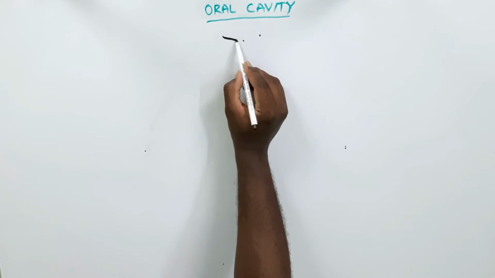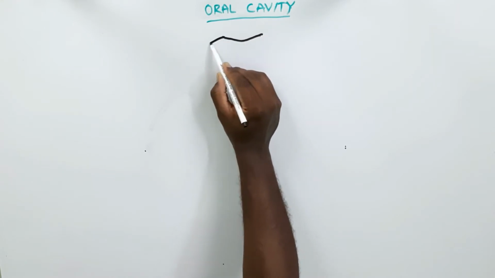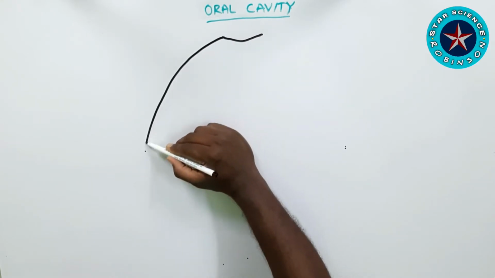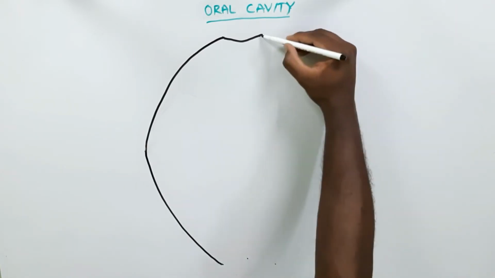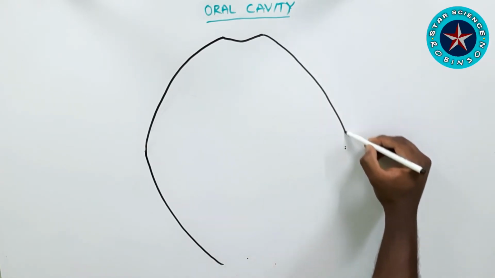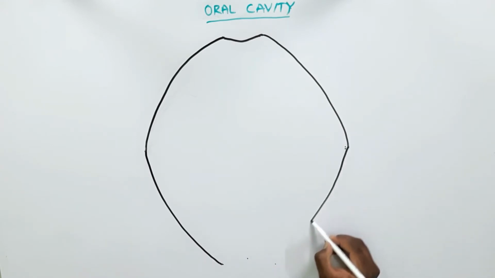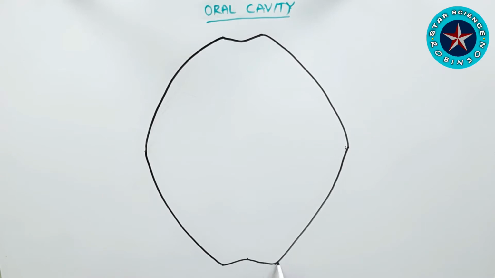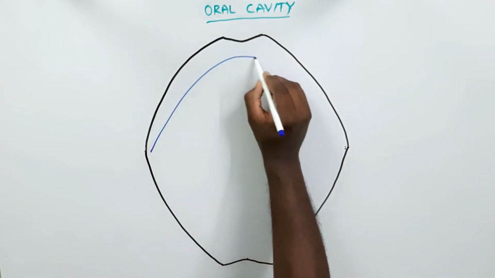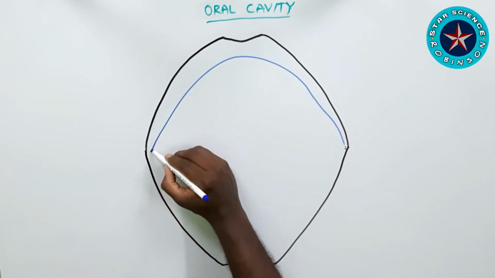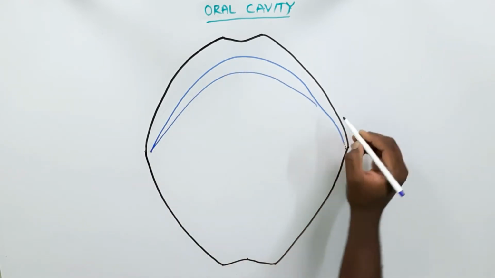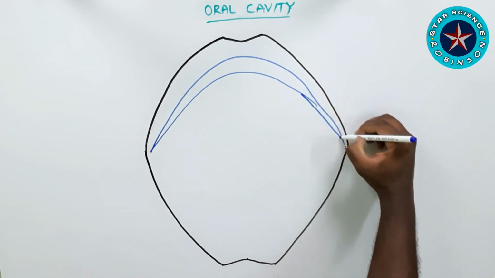So now I am going with a diagram of the oral cavity. First we will go with the upper lip, and at the same time the lower lip. Just remember we are going with the structure of the oral cavity, and you have to remember the parts of the oral cavity. Now I just draw this diagram. After that, let's go into detail on the different parts of our oral cavity.